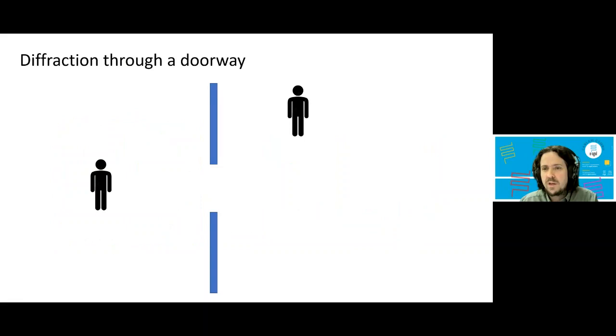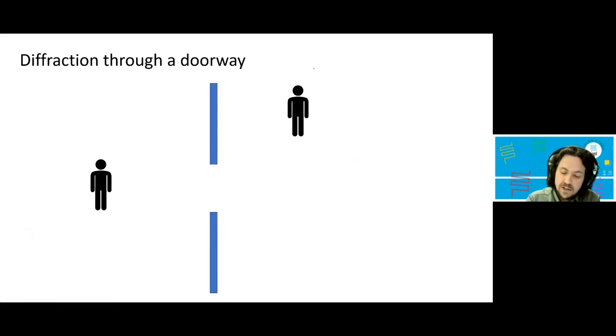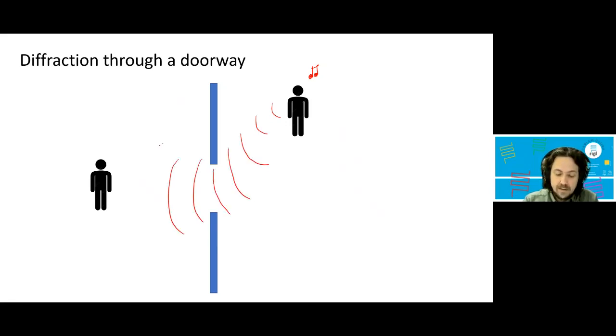A good application, and a good way of understanding this in action, is to think about diffraction through a doorway. Let's imagine we have two people who cannot see each other, and let's imagine that this guy is whistling a little tune. I know that this person would be quite easily heard by the person on the other side.